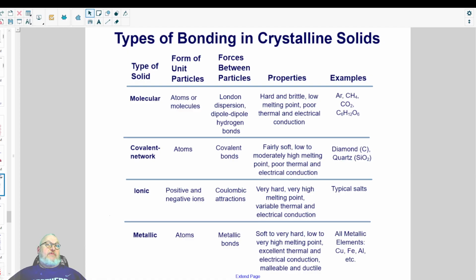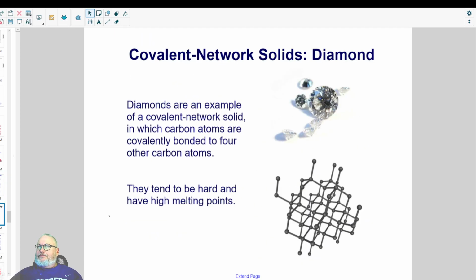These are made up of atoms, and these are, of course, metallic bonds. These can be soft to very hard, and they can have a very low to a very high melting point, and for the most part, they have excellent thermal and electrical conduction. They're very malleable, which means you can bend them, and they're very ductile. So these are all your metallic elements: copper, iron, aluminum, and so on.